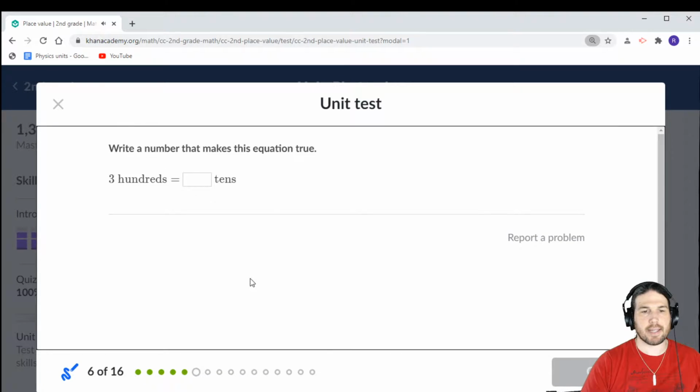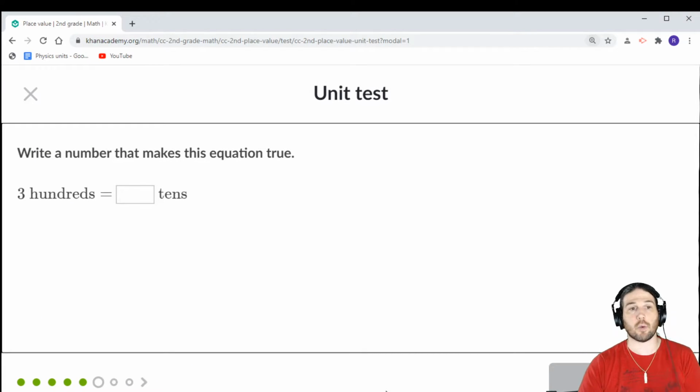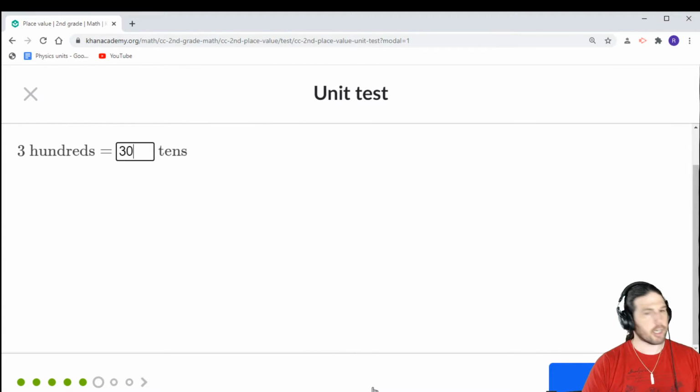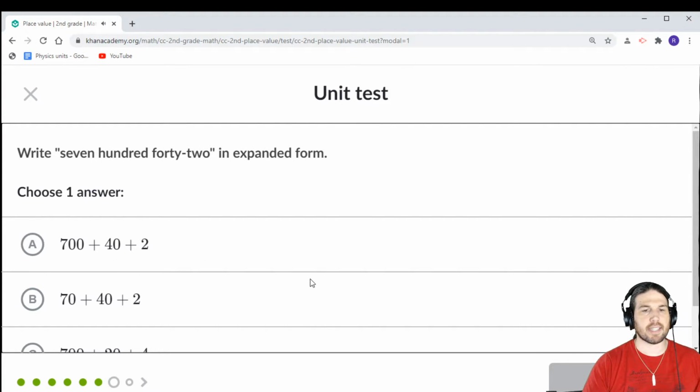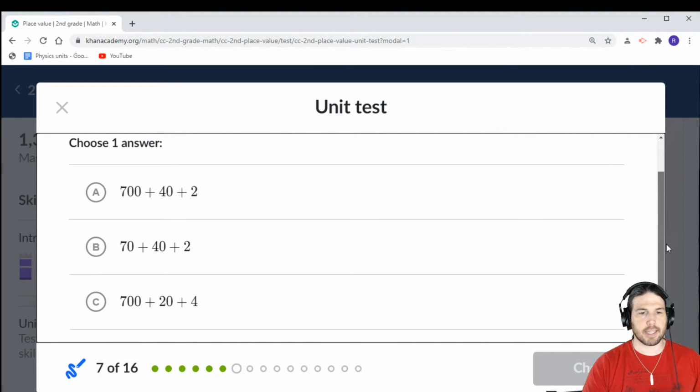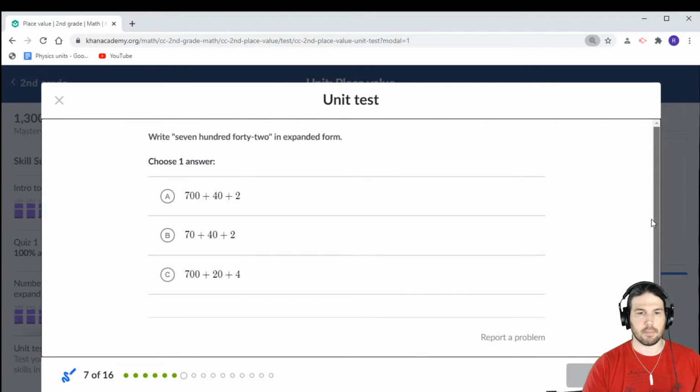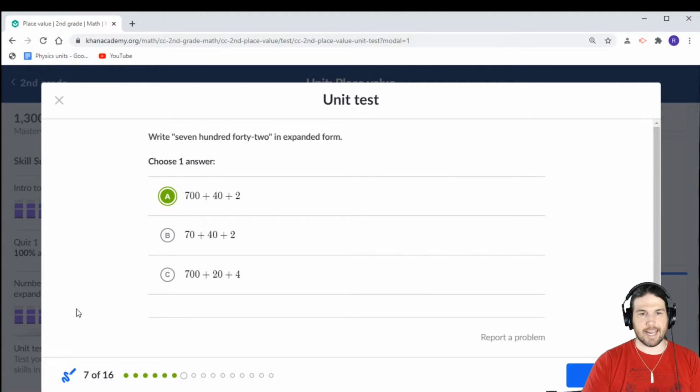Write a number that makes this equation true. 3 hundreds equals. Well, I call that 30 tens. Write 742 in expanded form. Well, that's A.